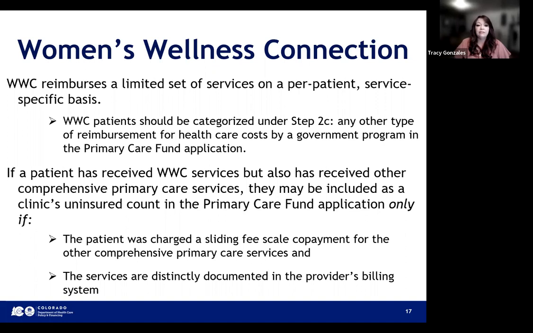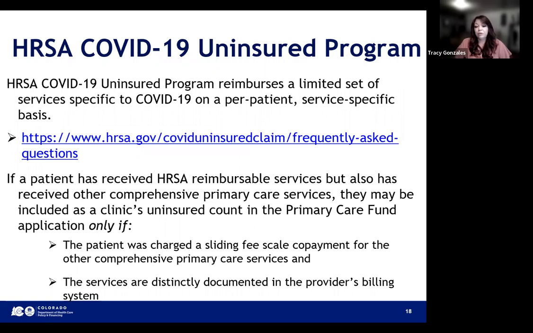The same applies for HRSA COVID-19 uninsured program. So if you are participating in this program and, for example, you have a patient that comes in for a COVID-19 vaccine, but they also receive other comprehensive primary care services at that appointment, they can be included on your clinic's uninsured count if that same criteria is met, that the patient was charged a sliding fee scale copayment and the services are distinctly documented in your billing system.